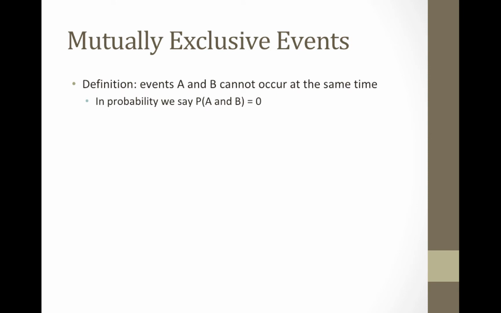So what does it mean for two events to be mutually exclusive? Well, what that means is that events A and B cannot occur at the same time. Okay, so they cannot co-occur. So it cannot snow and be 80 degrees at the same time. Snowing and 80 degrees would be mutually exclusive events. And in probability, what we're saying is that the and probability, the intersection of A and B, so the probability of A and B, is equal to 0.